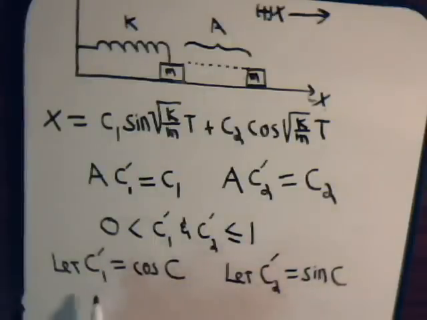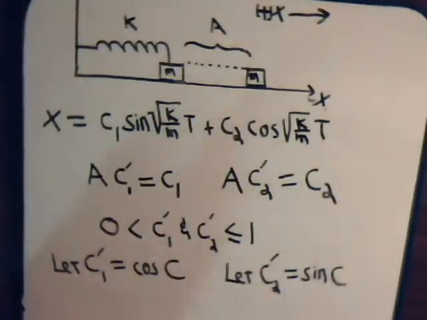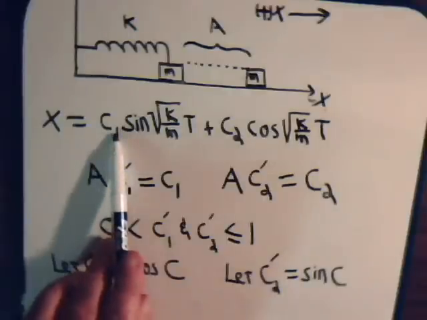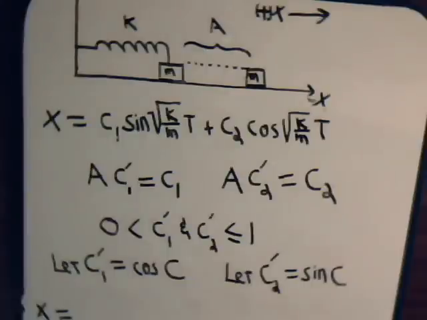And by doing that, this is always going to be larger than 0 and greater than 1. Same here. Now, if we do that, all we're doing is just fiddling around with these arbitrary constants. But if we play this game, where does it lead us? Well, we have here x equals C1. But C1 is this, A times C1 prime, and C1 prime is this.